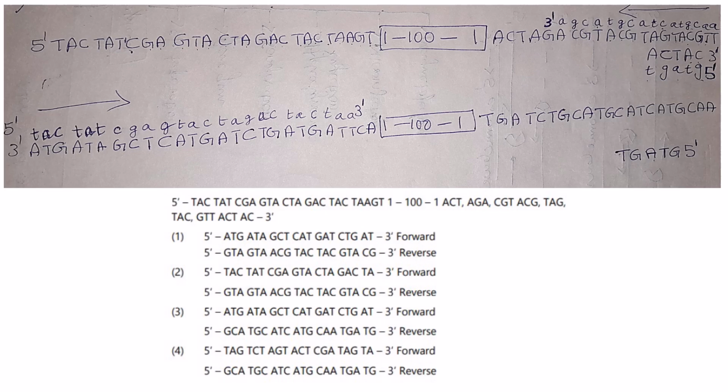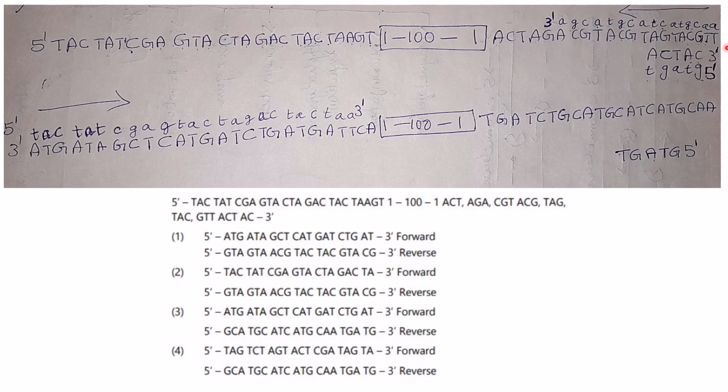So here is the sequence. I have rewritten it over here. This is 1 to 100 to 1, and this is the flanking sequence. Now in small letters I have written the primer sequence, and the capital letters are the sequence they have given in the question. If you see here, this will be your reverse primer.